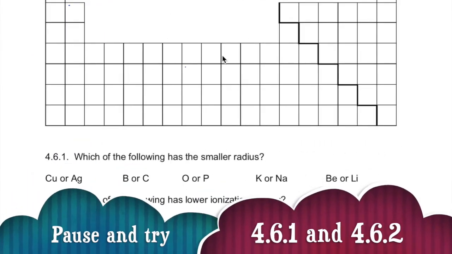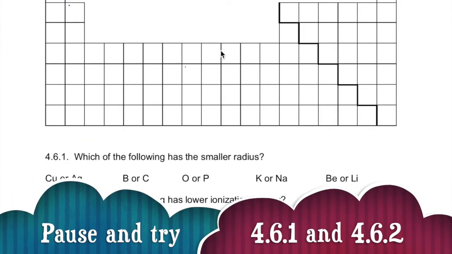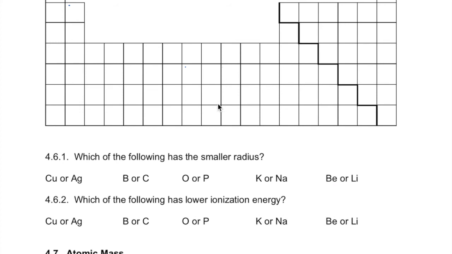All right, let's go ahead and use this periodic table to answer 4.6.1 and 2. We're going to see which has the smaller size, the smaller radius. So copper is located here, and silver is here. And so going down the periodic table is where you get bigger. So the copper would be smaller, the silver would be larger. So the copper is smaller here.